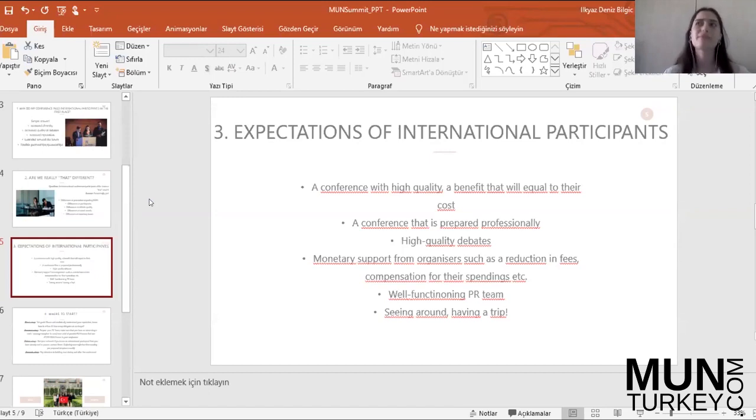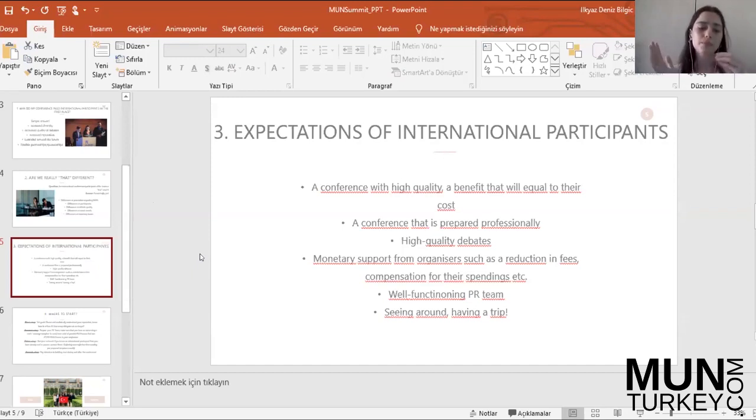This is a very crucial point and maybe the biggest expectation of international participants, because personally, whenever my team at European Union Simulation in Ankara, or whenever I tried to individually contact one of my networks abroad in order for them to come to our conference in Turkey, the first thing they ask is, are there any reductions in fees, or do you have any kind of extra compensation for us? And then we will be moving on with their expectation for a well-functioning PR team. Normally these people do not speak our language.